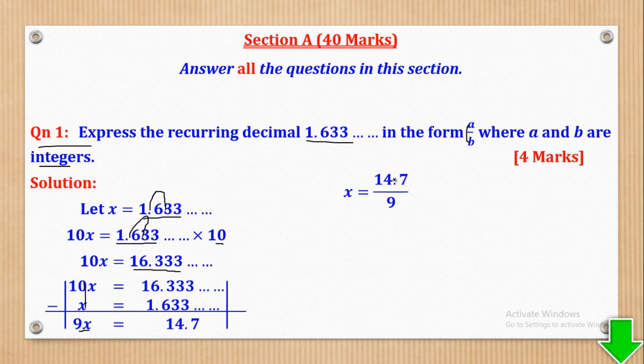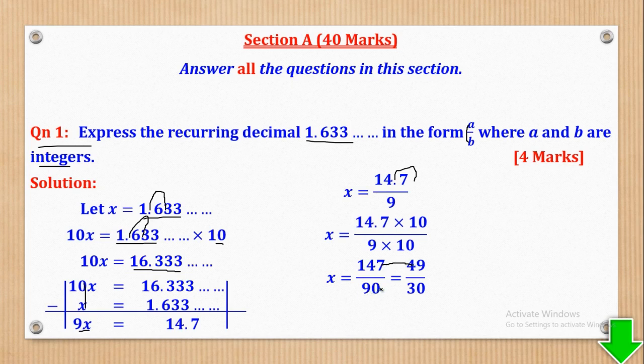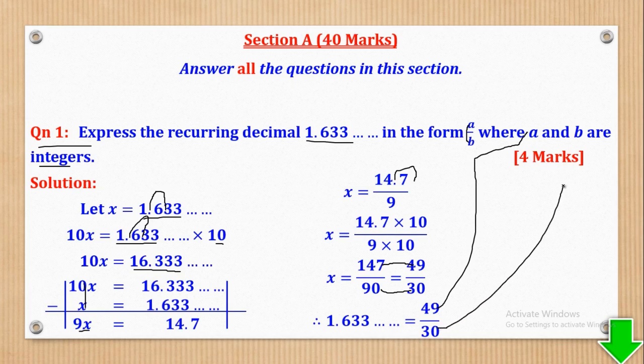Therefore, we have to shift this decimal point from here to here by multiplying both numerator and denominator by 10. So when I multiply, I come up with that. There in the end, I'll come up with 147 over 90. So with this, I will reduce by dividing up and down by 3. So when I divide 147 by 3, I'll come up with 49, and 90 by 3 will come up with 30. Therefore, the given recurring decimal is equal to 49 over 30. Therefore, A was 49 and B was 30.